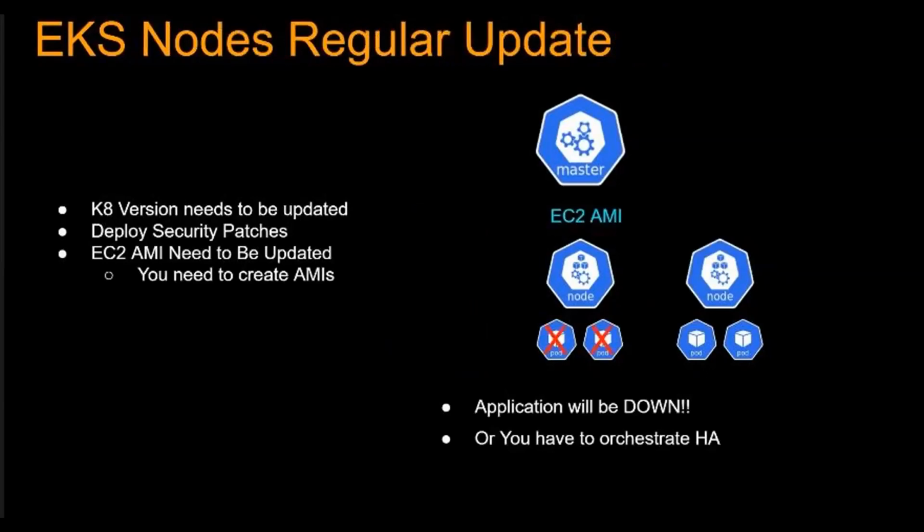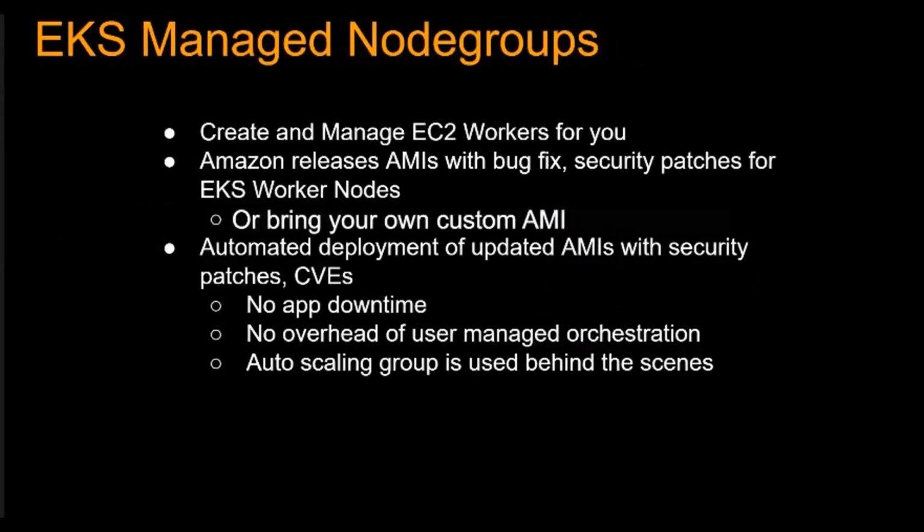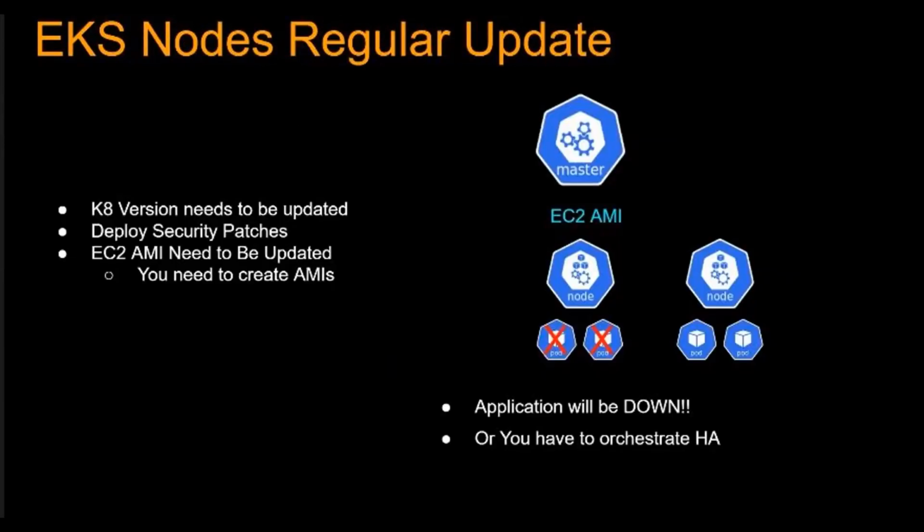We need to create the AMIs. Ideally, what we need to do is bring down our application. When we bring down our node or server, the pods go down. And we have to bring up another node and manually bring up the couple of pods that are running, is what generally the process is. That is what we are calling the regular way of updating.